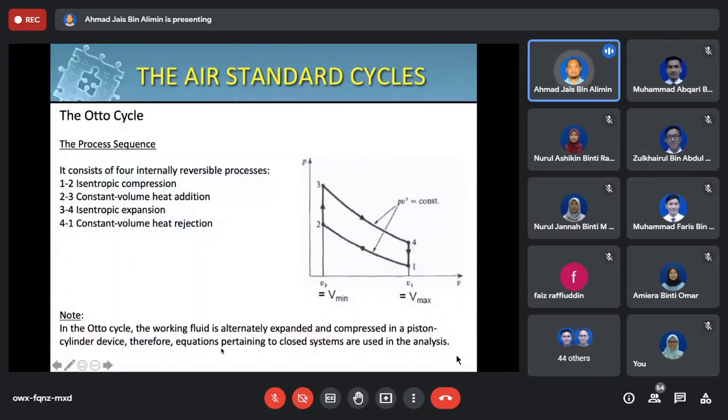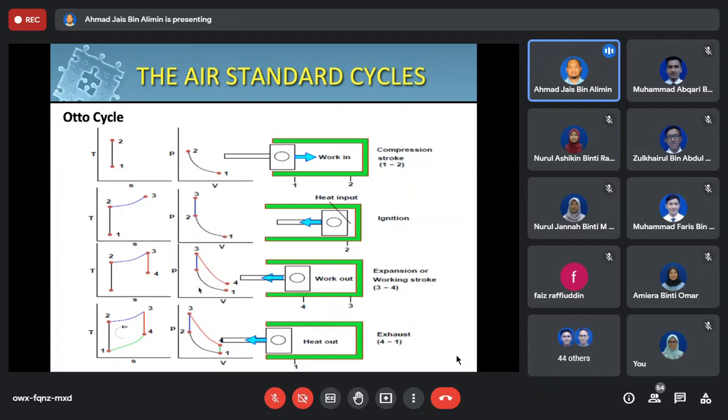Okay, in the Otto cycle, the working fluid is alternately expanded and compressed in pistons in the device. So when we want to derive the equations, we use the assumption for the closed system. Okay, so this is what we went through yesterday.